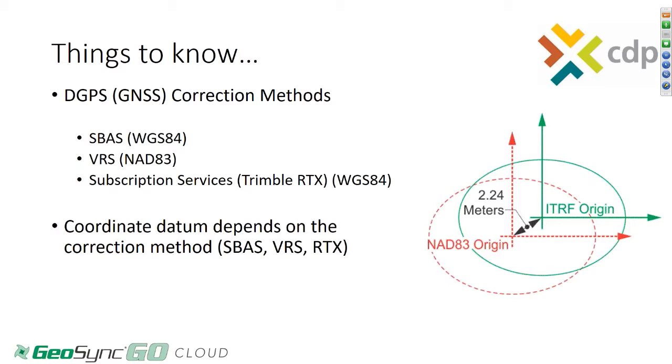The coordinate datum on the results of the mapping GPS data that we get is all dependent on the correction method. So we know that all GPS receivers or GNSS receivers collect data in WGS84, but the datum of the output that we really are going to use is always dependent on what the correction method is. So if I use SBAS, I'm going to get WGS84. If I use VRS, I'm going to get NAD83.